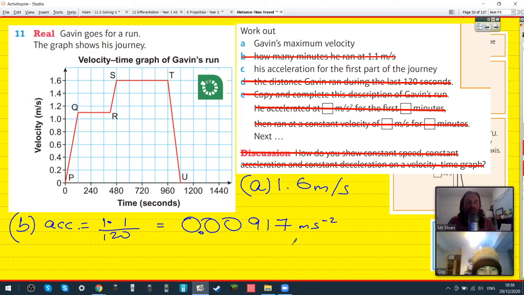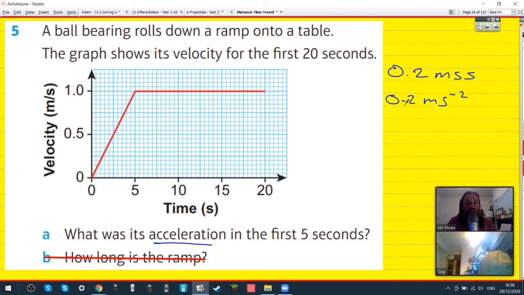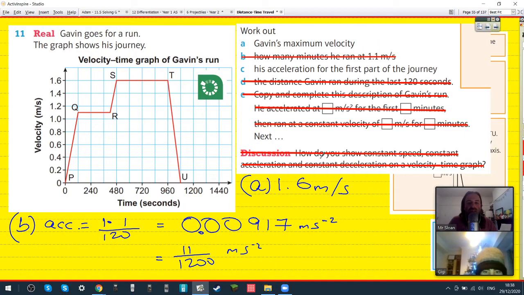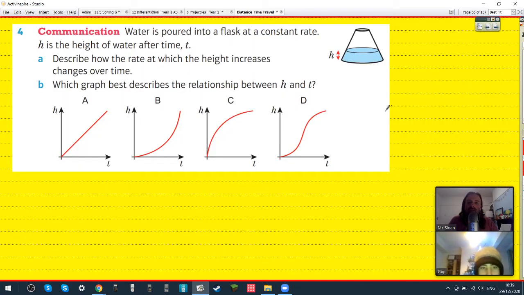What was that as a fraction? 11 over 1,200. Okay, that's quite common. In the previous one, the acceleration was 0.2, and because it's squared, that would make the velocity increase very quickly, so it tends to be very small. Okay, how about this?